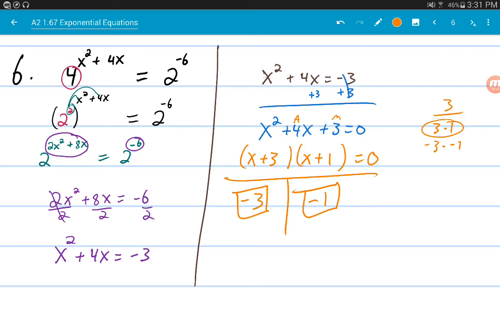If you want to try a question just like that, find another one on the front of the page that has an x squared up in the exponent somewhere, and it'll play out exactly like this.